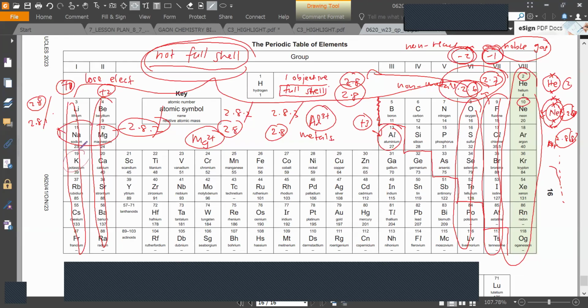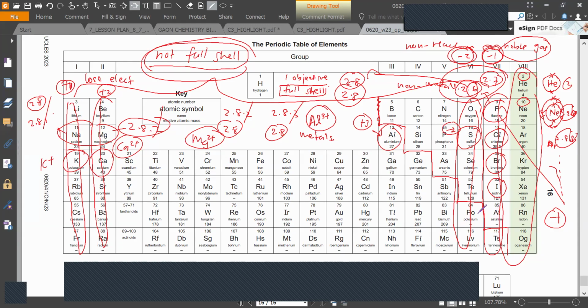Okay. Let's say I ask you potassium, what charge will it form? Always +1. Let's say I ask you calcium, always +2. Let's say I ask you sulfur, always -2. Let's say I ask you chlorine, bromine, iodine, fluorine, always -1. So if you know their position in the periodic table, you can predict how many electrons they will lose, and then what kind of charge they will form as an ion. Okay.